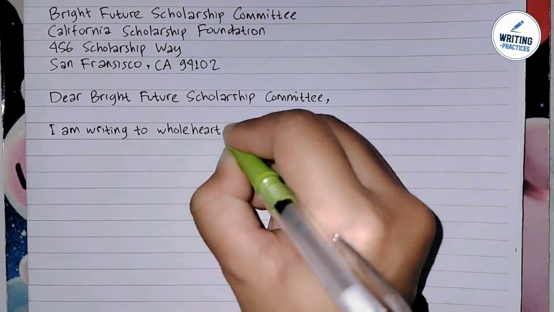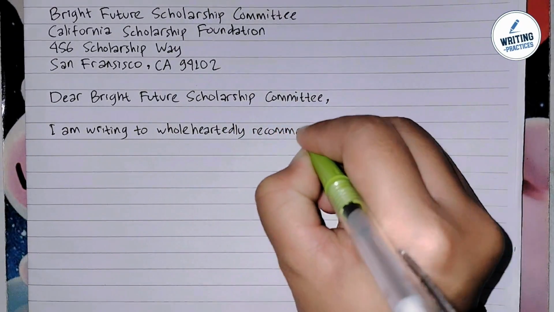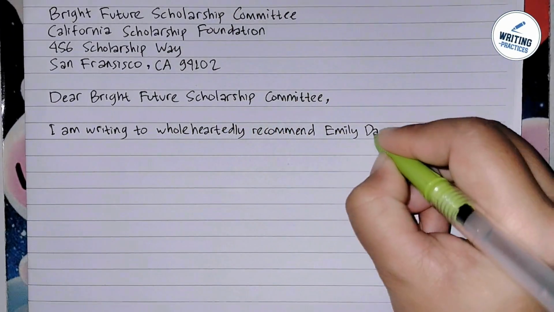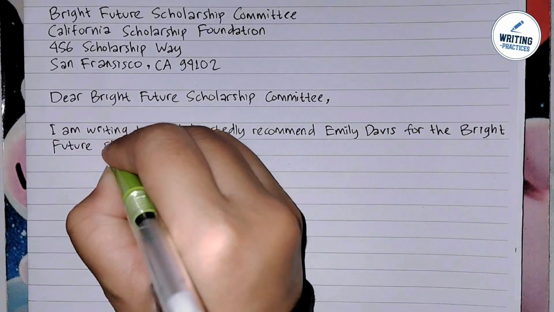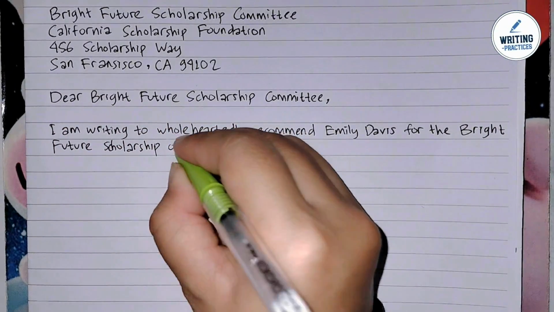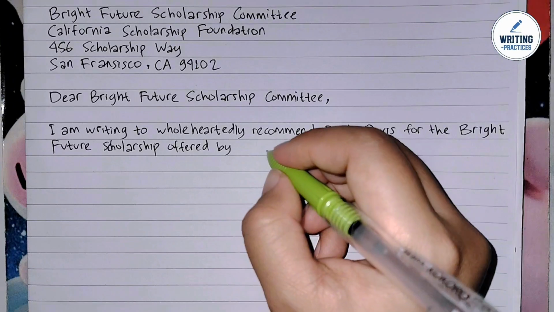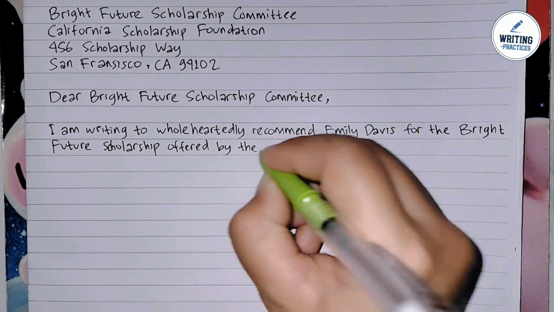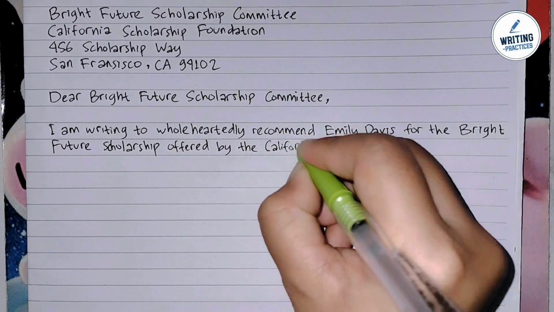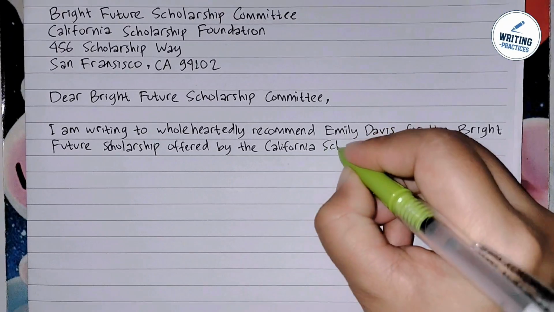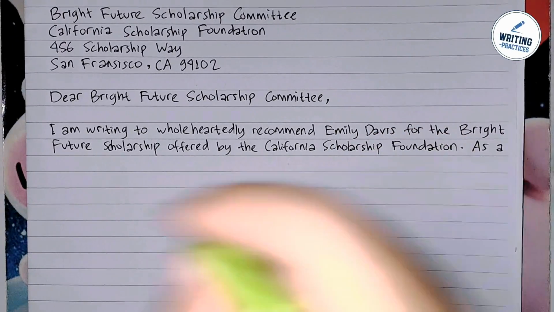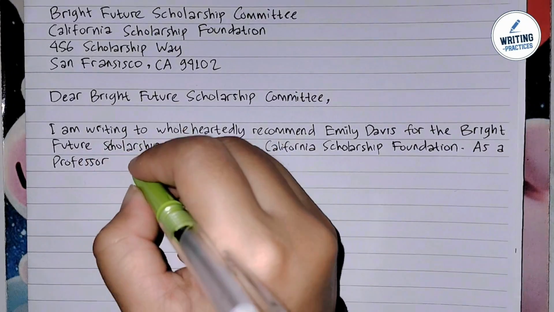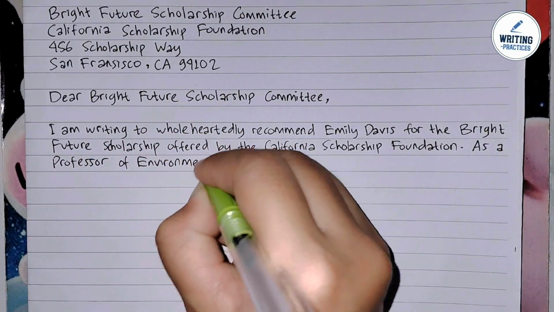Here, you have to introduce the purpose of the letter, and your relationship with the applicant. Therefore, you need to mention that you are writing to recommend the applicant for a specific scholarship. And also, state the scholarship's name. This will ensure the committee knows why you are writing. And here is the example how you write it. I am writing to wholeheartedly recommend Emily Davis for the Bright Future Scholarship, offered by the California Scholarship Foundation.